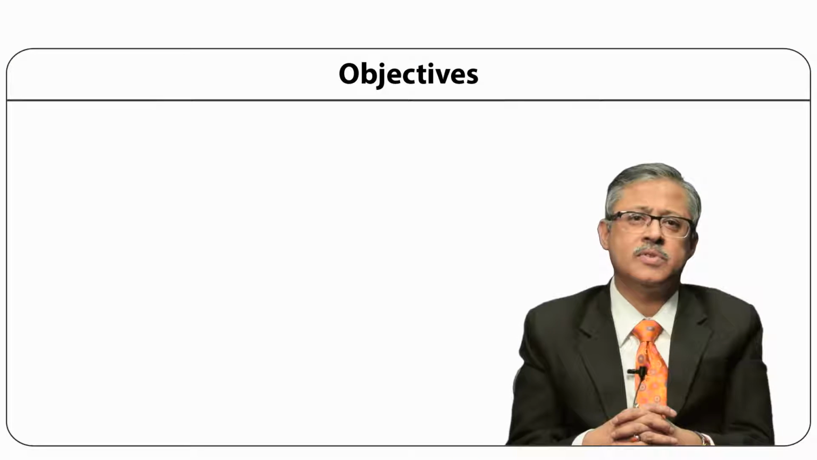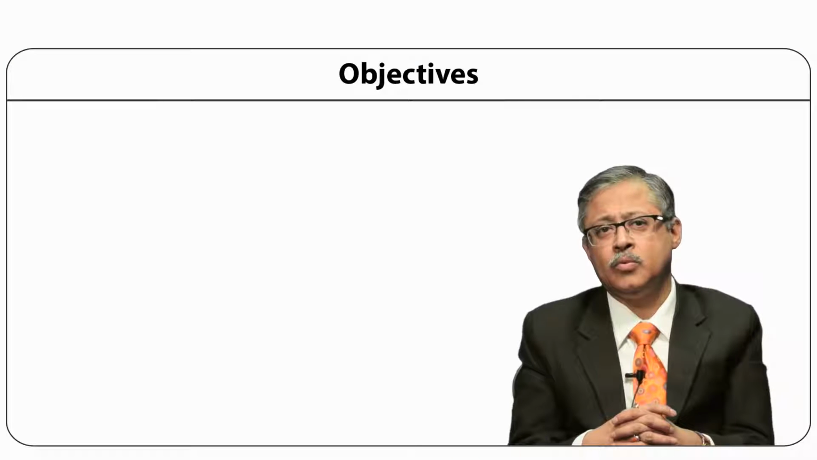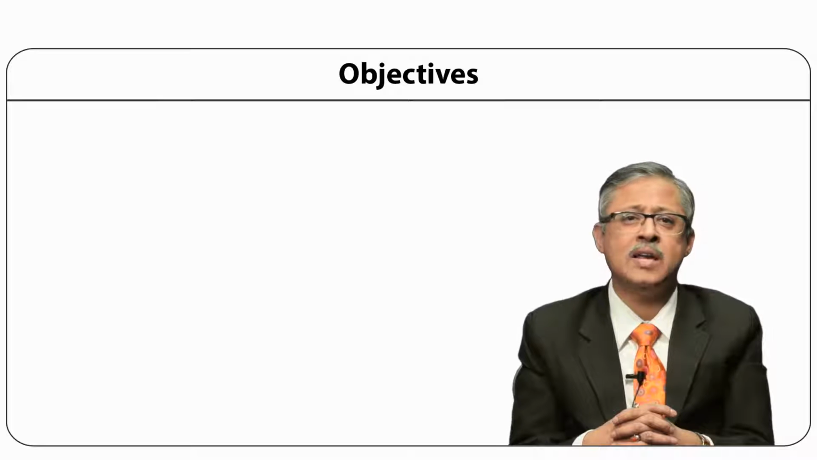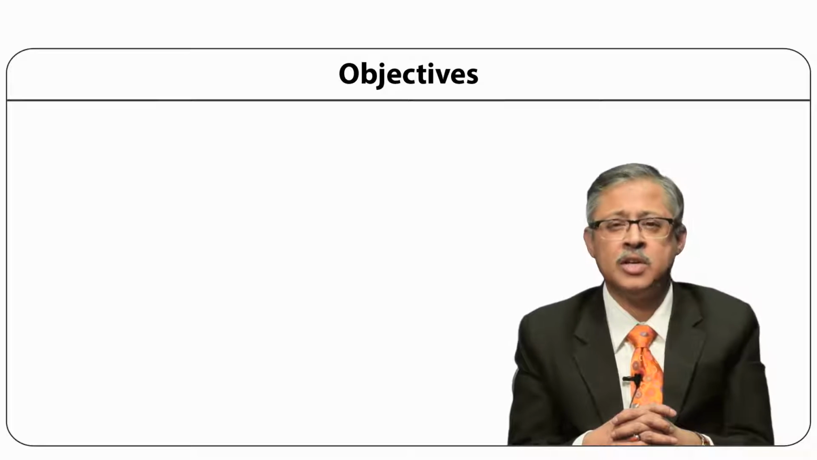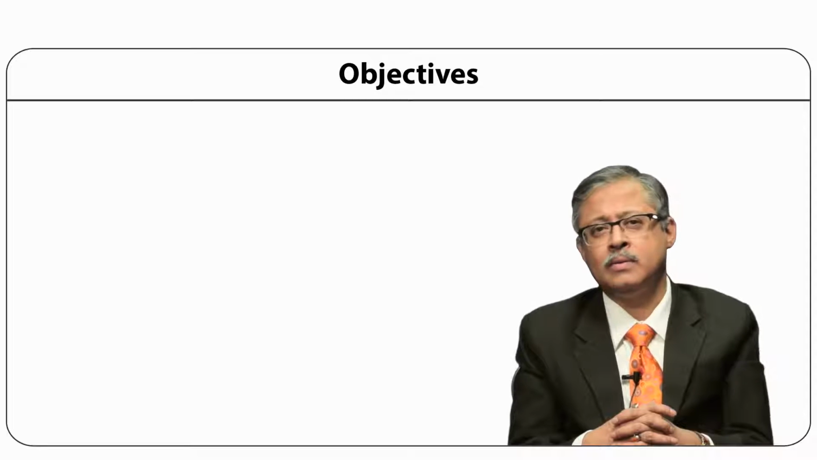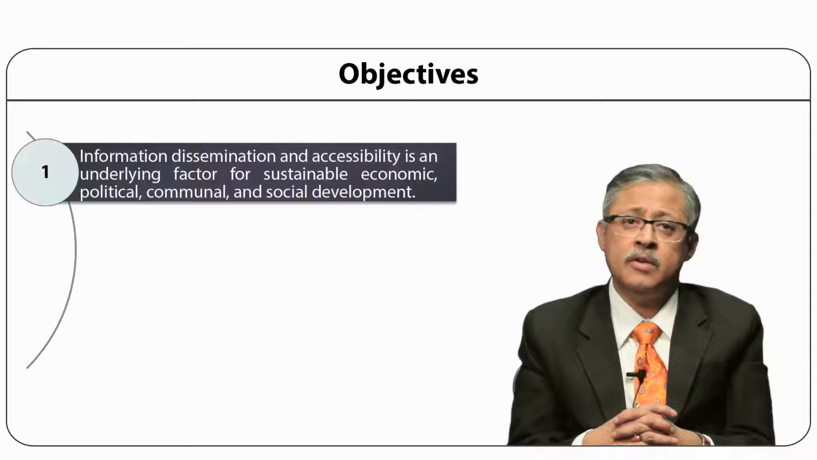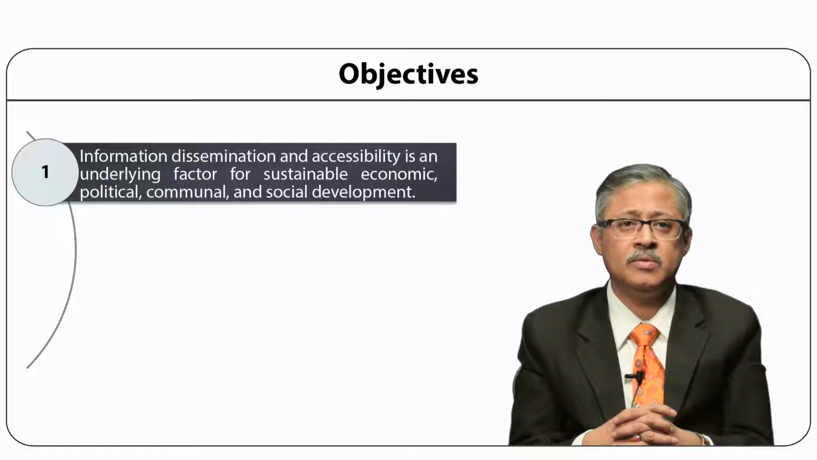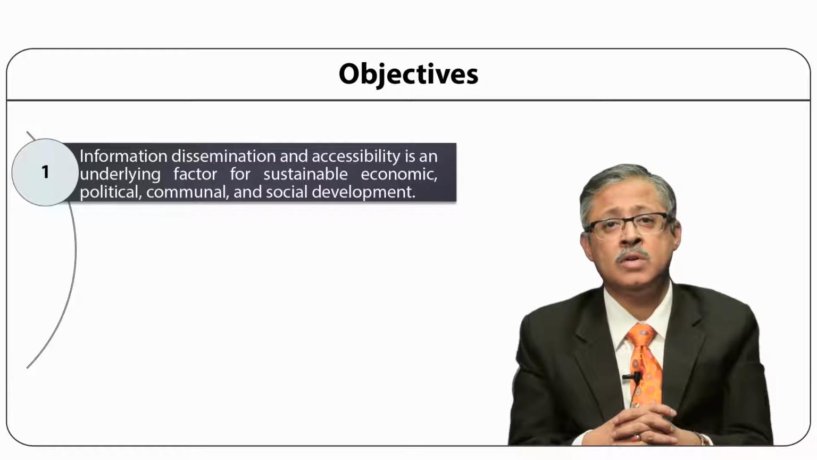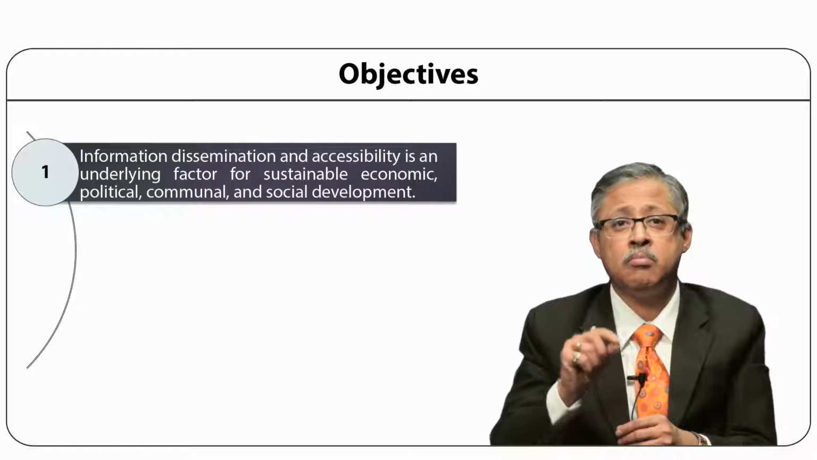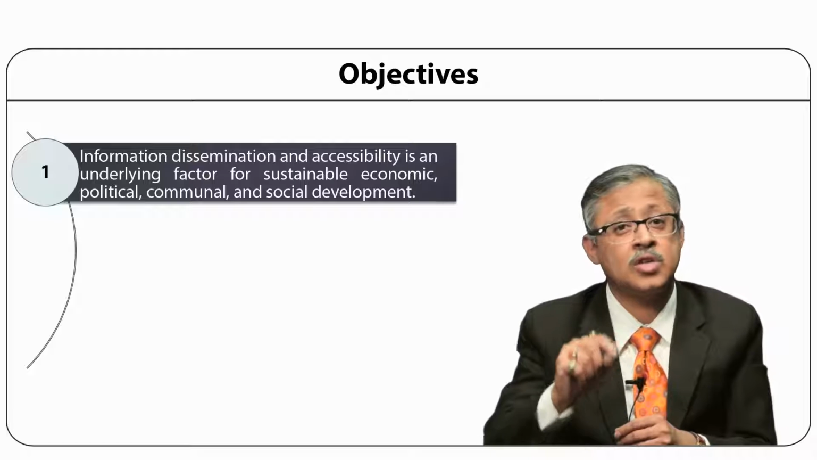Today, we are going to talk on the module National Information Infrastructure from the paper Knowledge Society. The major objectives of this paper will highlight some of the very salient issues which dwell in this entire country, in India. Information dissemination and accessibility is an underlying factor for sustainable economic, political, communal and societal development.